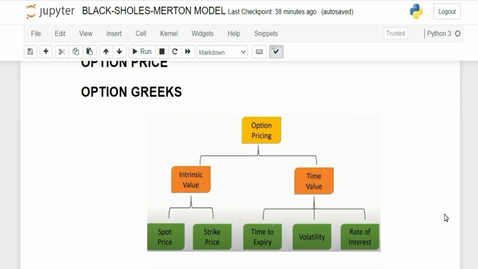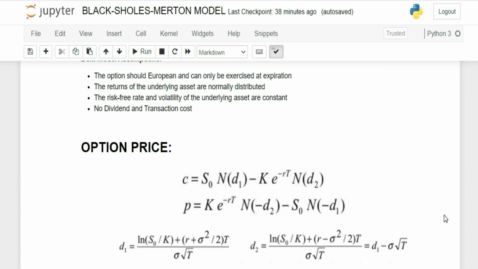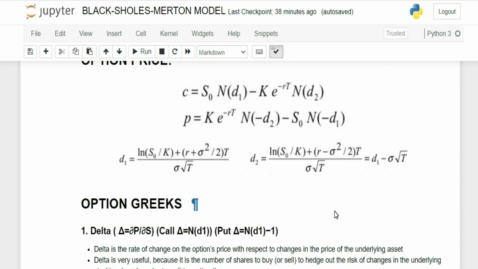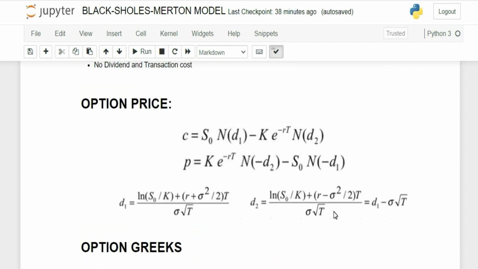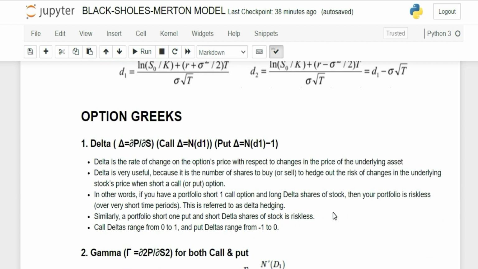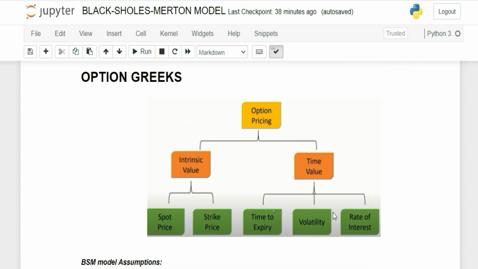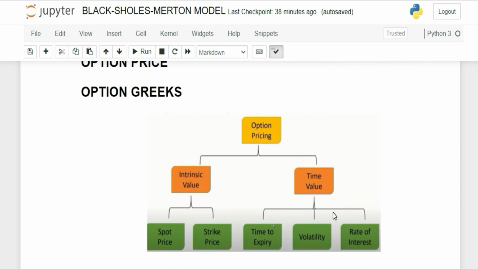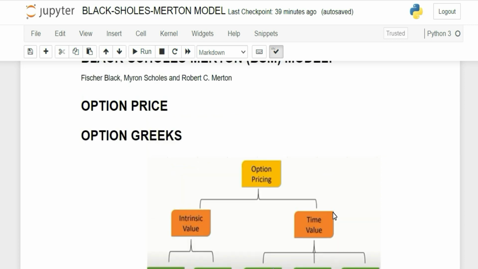I'm going to tell you how to do all these mathematical equations of option price as well as option Greeks through Python. So please stay tuned throughout this video to get to know a lot about Python programming and to know how to calculate the option price and option Greeks.